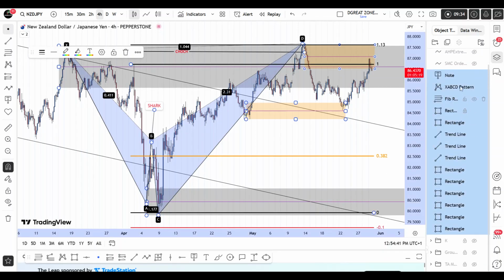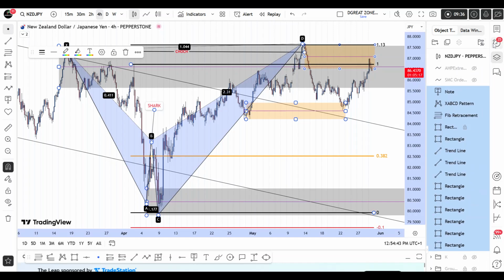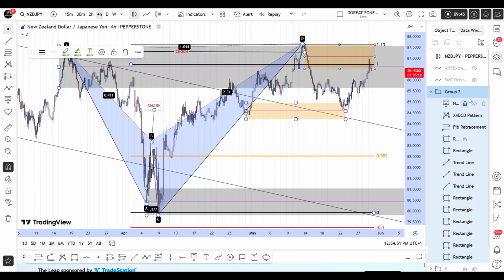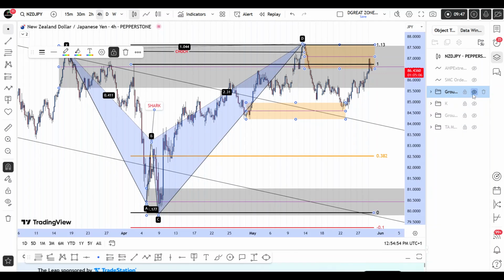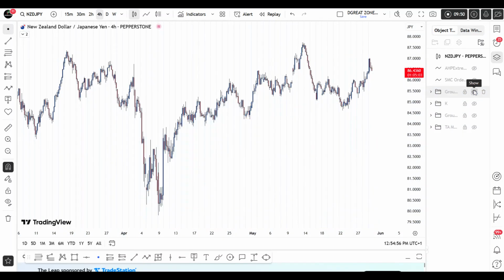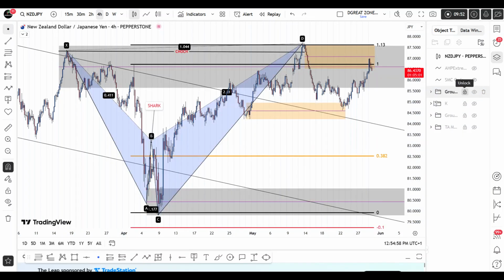We just have to select everything on our panel. TradingView has made it possible for us to group our chart so that our chart will be looking super clean. So we just have to group everything, put them in a group, and then lock it up, and then we can see how our chart is now looking sharp. And this is all we do.